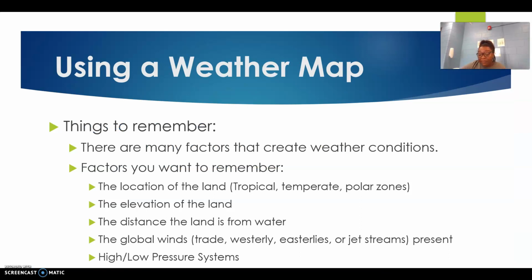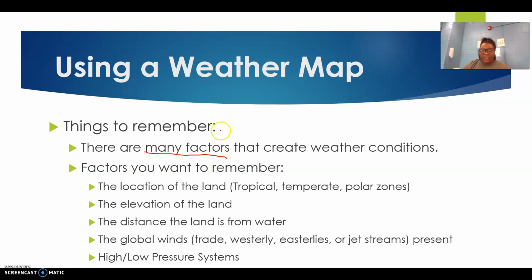So when we're using a weather map, there are some things we want to remember. We're going to look at a weather map today, and I wanted to make sure that we understood, once again, we're writing everything down we see here, that when we're using a weather map, we need to know that there are many factors. There are many things going on our Earth, different types of winds, different temperature and pressure systems that are going to create our weather conditions. Here are a few that you need to remember. The location of the land. Where are you in the United States or in the world? That's going to most directly affect the weather that you experience.